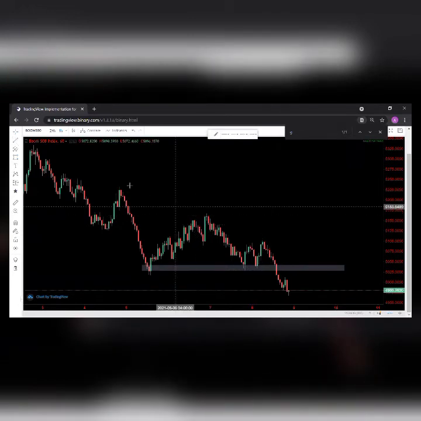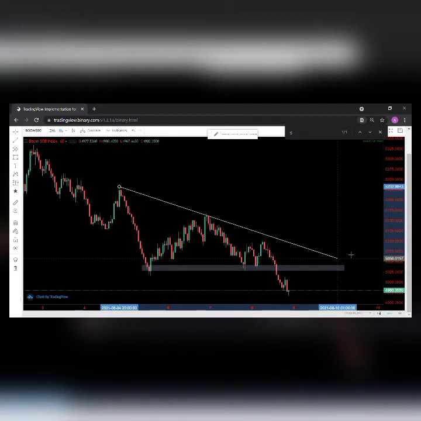Then you can also just draw your trend line maybe from here. Let's see if it's going to work.